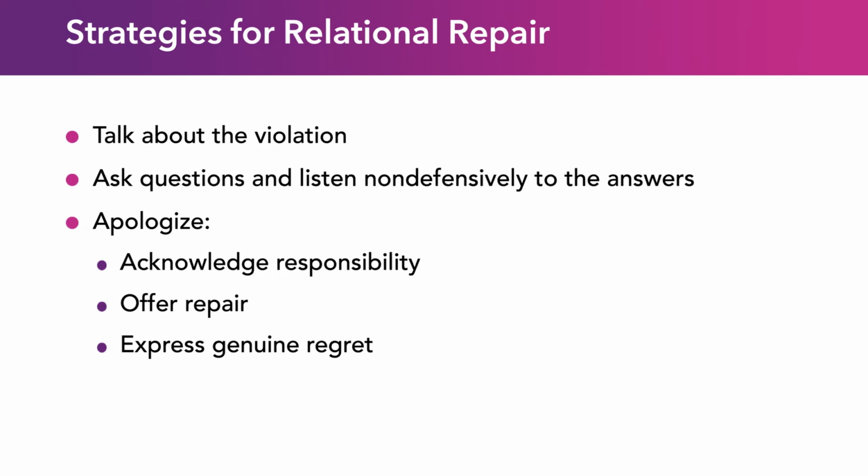Okay. And it is important to apologize, which is to acknowledge responsibility, offer repair, and express genuine regret. Okay. So you say something like, I know that when I was out later than I planned to be, and I didn't call you to let you know, that really upset you, and I'm sorry. I promise I will not do it again. Okay, so I've kind of combined the offer, the repair, and expressing genuine regret.